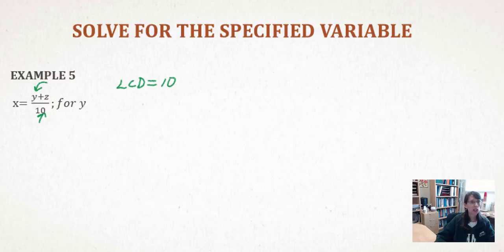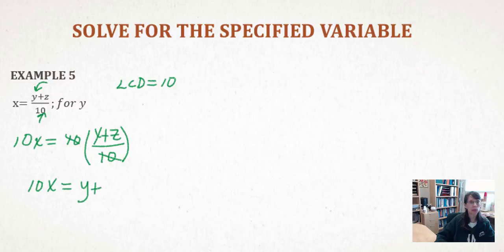To eliminate the fraction, we simply multiply each side of the equation by 10. So 10 multiplied by x would equal 10 multiplied by the fraction, which was y plus z divided by 10. You'll notice that 10 divided by 10 eliminates. So we're left with 10x now equals y plus z. To isolate the variable y, we simply subtract z from each side of the equation. So z will eliminate from the right-hand side, and then it collects on the left.